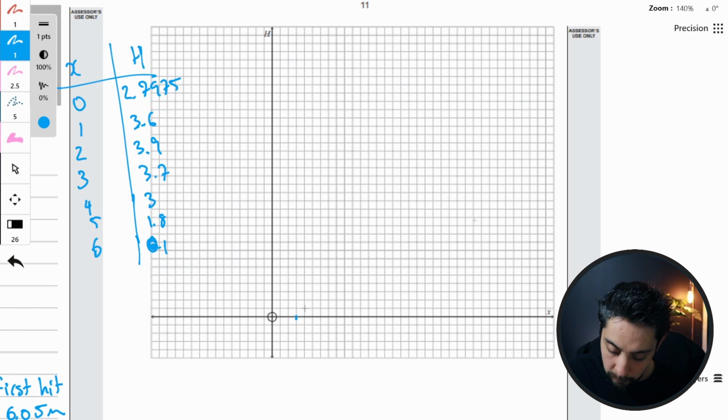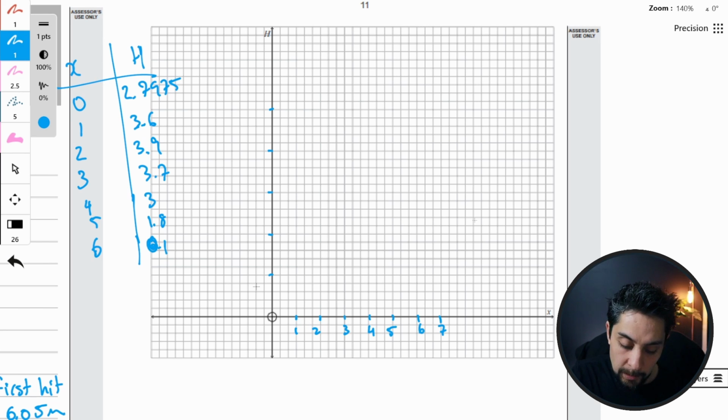Let's see, I might go every 3 lines is 1 meter. Every 3 lines: 1, 2, 3, 4, 5, and 6. And I don't think we need to go too much further. And then vertically, well, we need to get up to 4. So if we go every 5 lines, we get 1, 2, 3, and 4. And we don't need to go any higher than that.